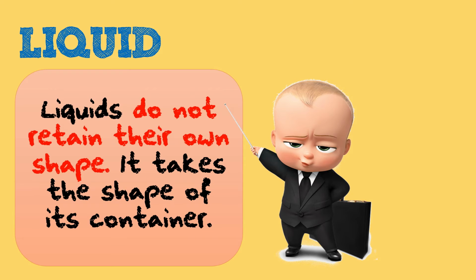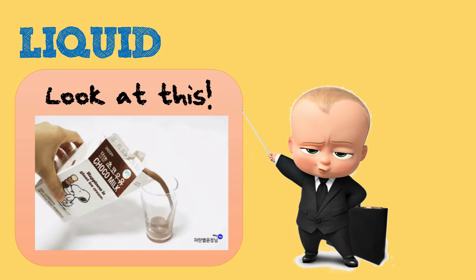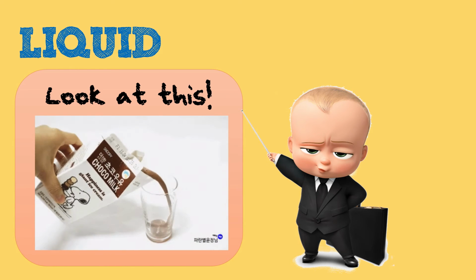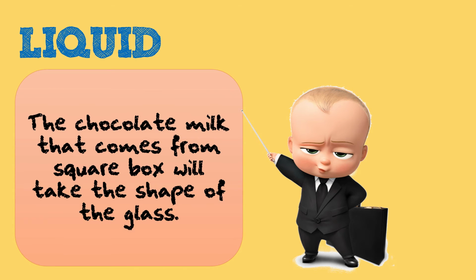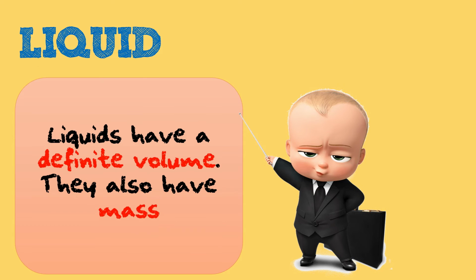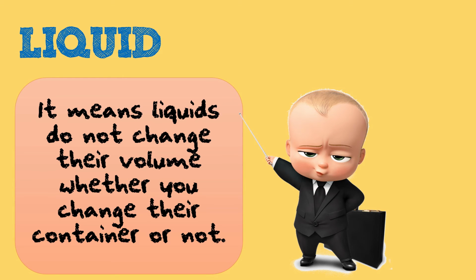Liquids do not retain their own shape. It takes the shape of its container. Look at this. The chocolate milk that comes in a square box will take the shape of the glass. Liquids have a definite volume. They also have mass. It means liquids do not change their volume whether you change their container or not.